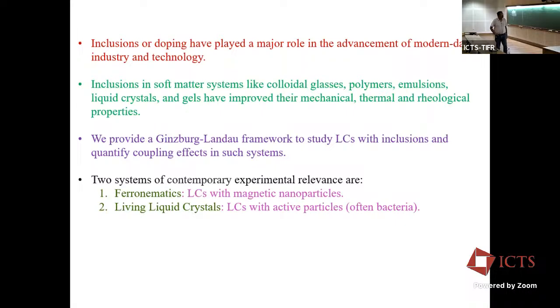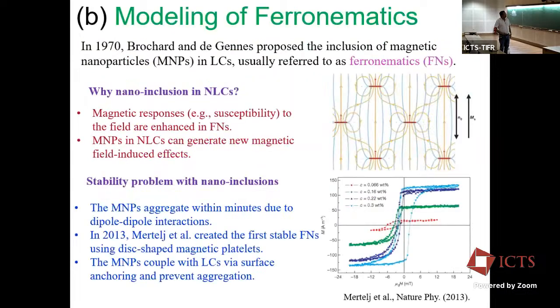classes of inclusions, as I've already told you. I'll consider ferronematics first, which are liquid crystals with magnetic nanoparticles. And then I'll consider living liquid crystals, which are liquid crystals with active particles. And as I said, often these active particles are in the form of bacteria. So these are the two systems I'll consider, and let's move on to the ferronematics.